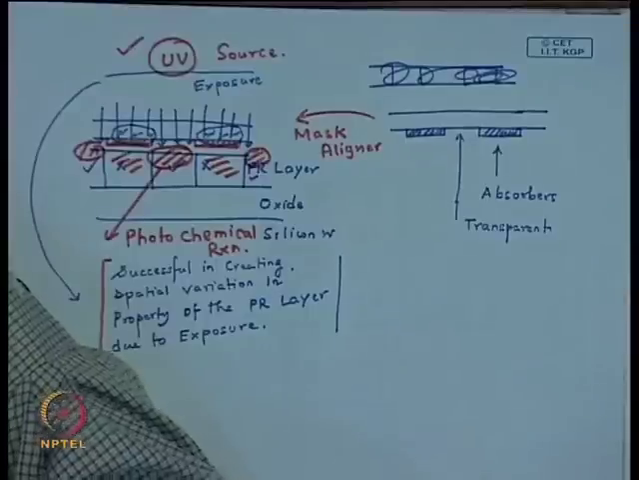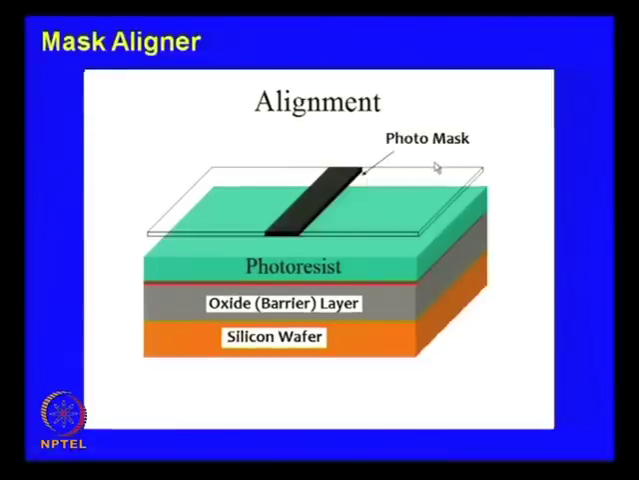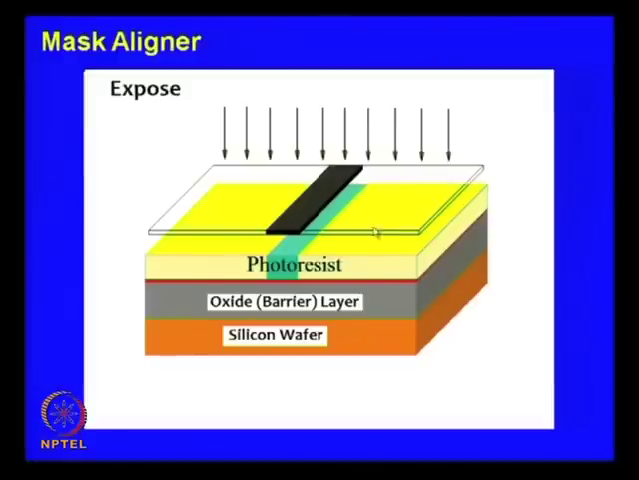So, this cartoon will now give you a reasonably good idea. This is what we have been talking about. You have the silicon wafer, then the oxide layer, then the priming layer, and then the photoresist. This is the photo mask. These are the transparent areas and this is the absorber, and alignment has been achieved by the stepper or the mask aligner, and then you expose. You allow your UV light to fall on it, and since these areas are transparent, the light penetrates and there is a photochemical reaction that takes place over these areas.